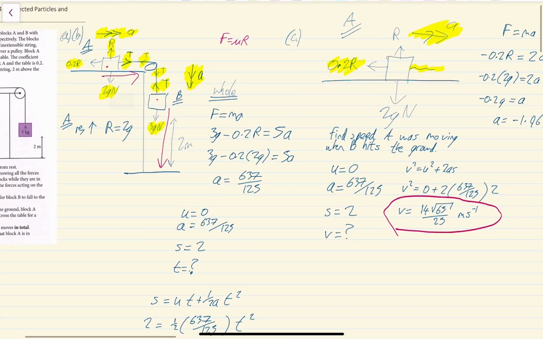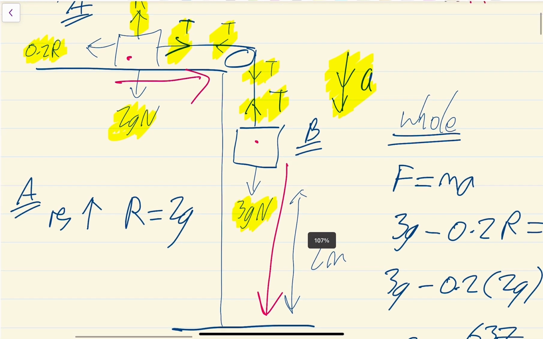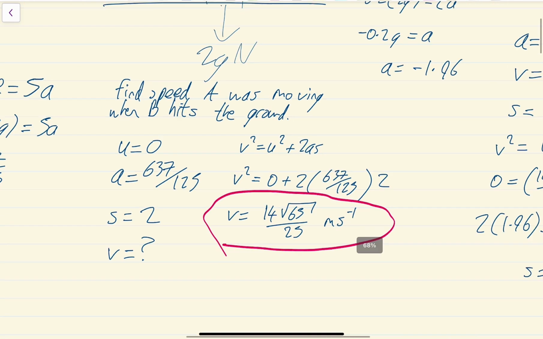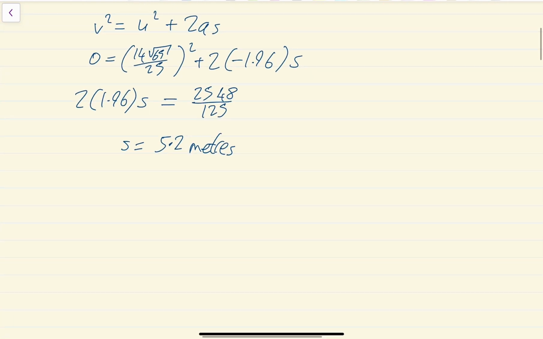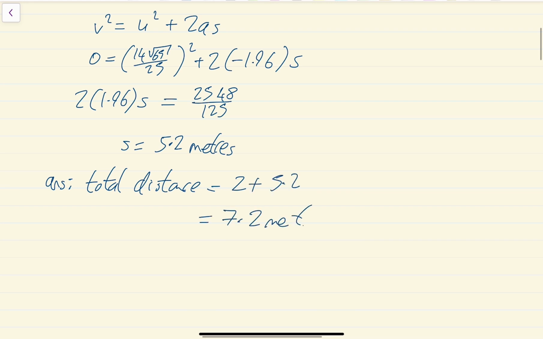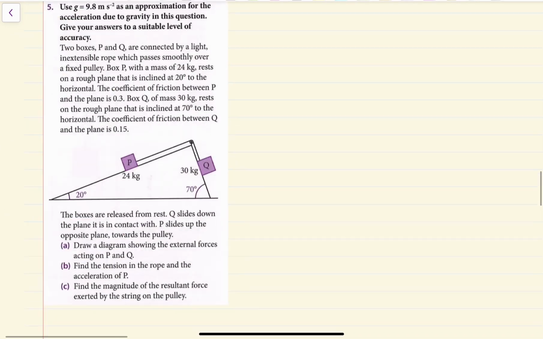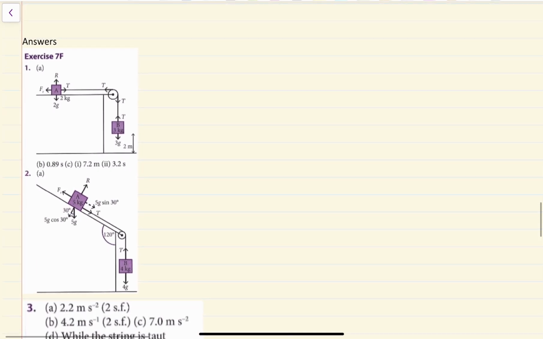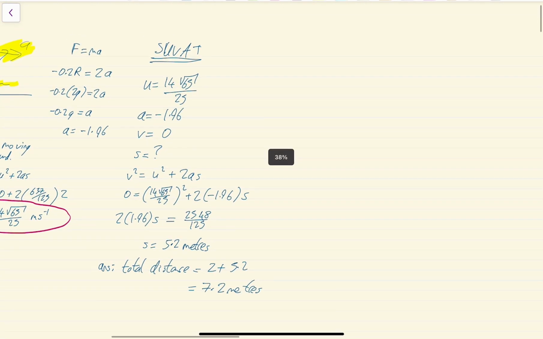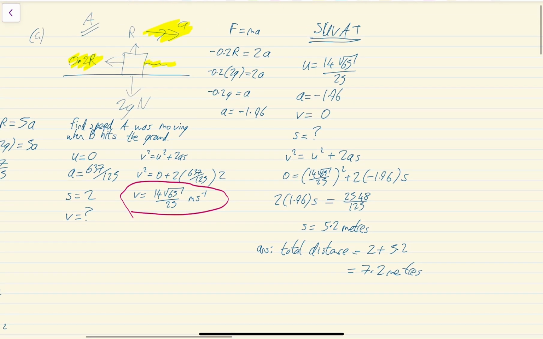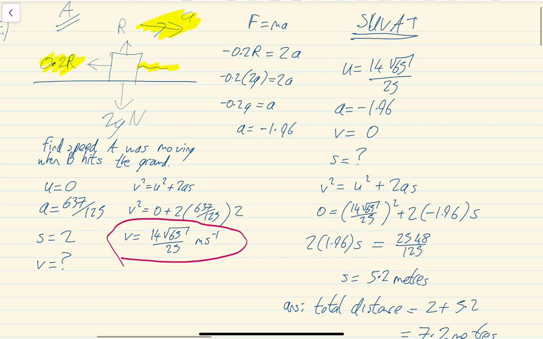Remember what's just happened. It had already moved 2 meters, and then it's got this. So it's gone this distance. So your answer then is your total distance equals 2 plus 5.2, which is 7.2 meters. And let me just check the answer and see if that's right. Please, please, please. 7.2 meters. Happy days it is. So 7.2 meters. So that's a tough question there. A whole lot of work to do in that one, as you can see.